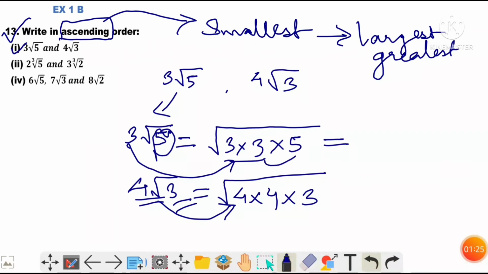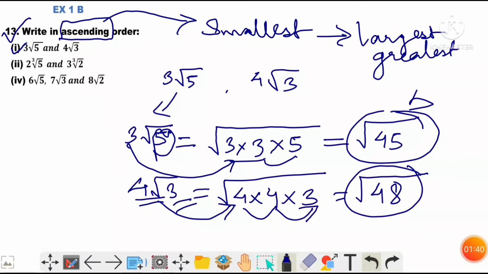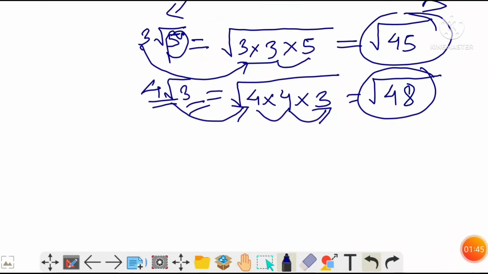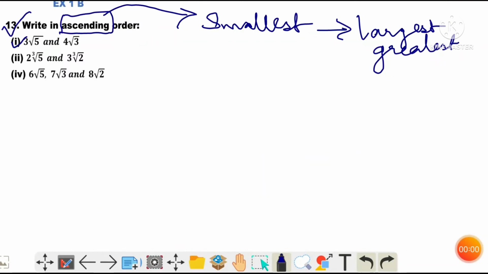So we'll multiply it. 3 3s are 9, 9 5s are 45. And here we'll get 4 4s are 16, 16 into 3 is 48. And here 45 is the smallest and 48 is the largest. So the ascending order is root 45 is less than root 48.